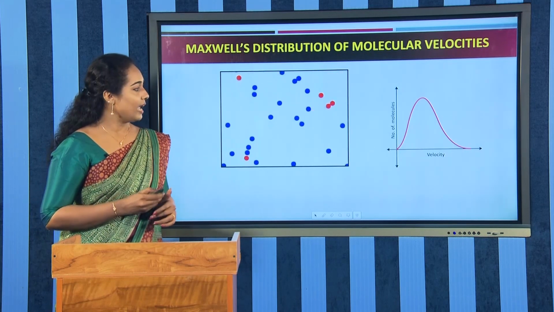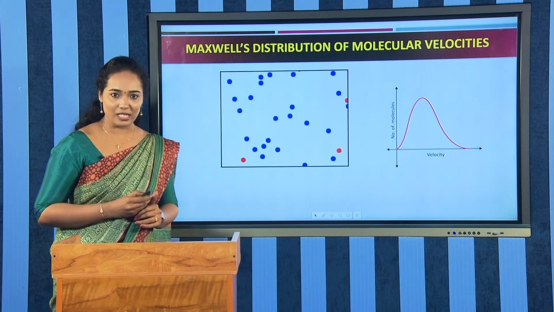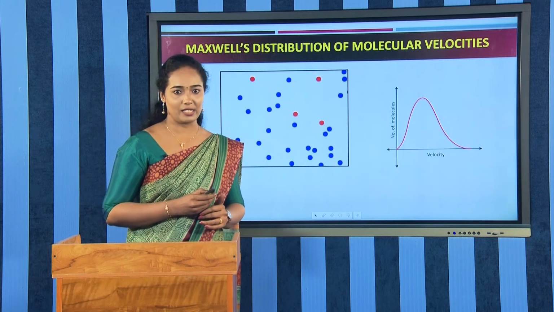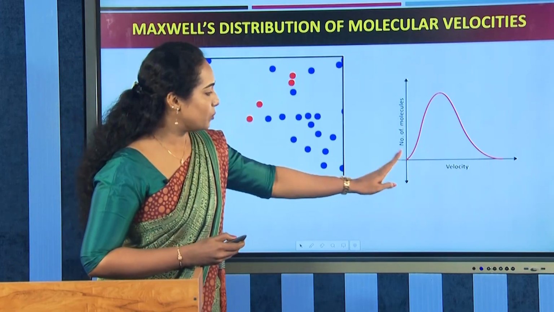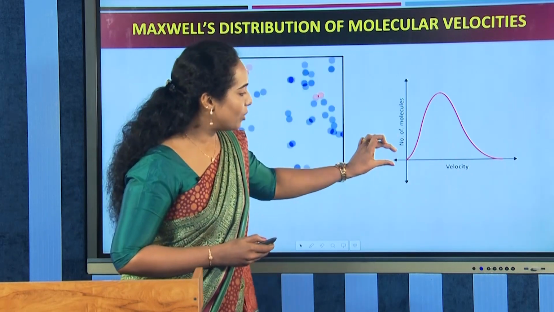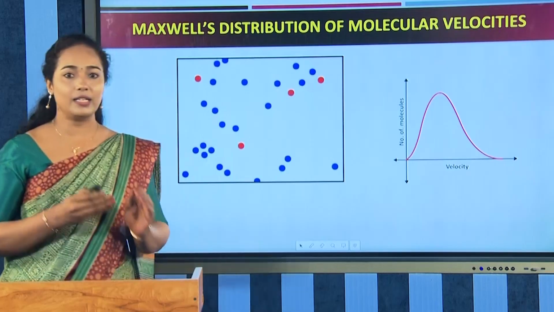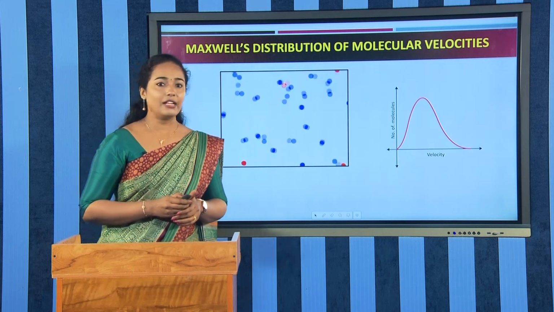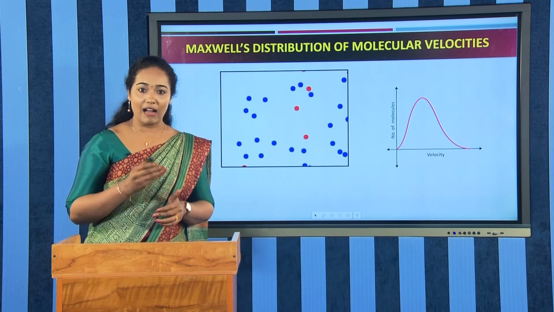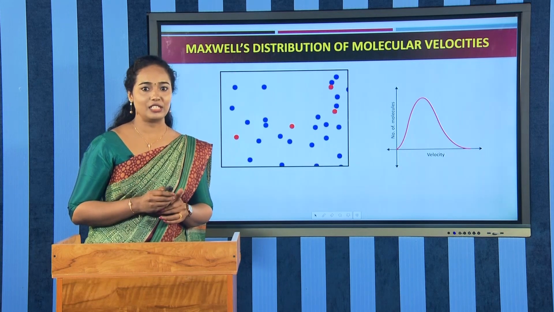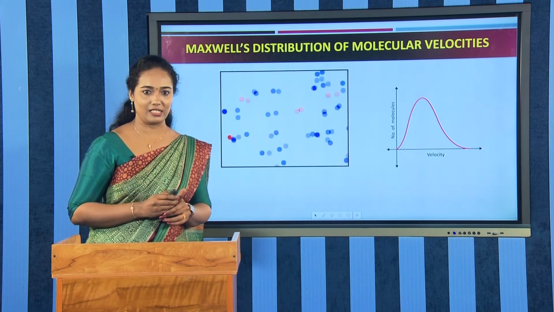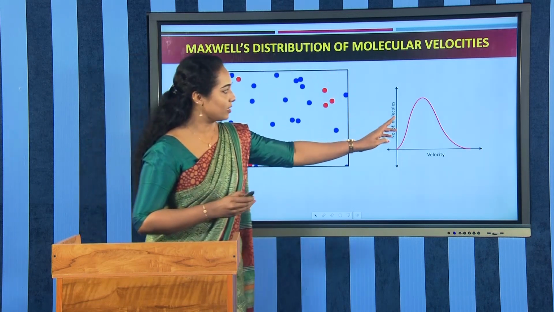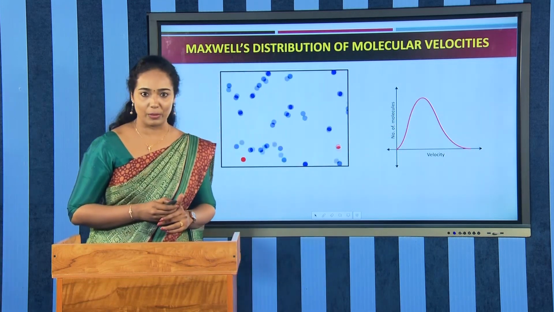The important feature that we understand from Maxwell's distribution curve is that the fraction of molecules with very low and very high speed is very small. You can see that towards the left hand and right hand, the fraction is so small. That means the number of molecules with very high speed and very low speed is very small. The fraction of molecules possessing higher and higher speeds goes on increasing till it reaches a peak, and then it starts decreasing. The maximum fraction of molecules possess a speed corresponding to the peak in the curve, and this peak is called the most probable velocity.